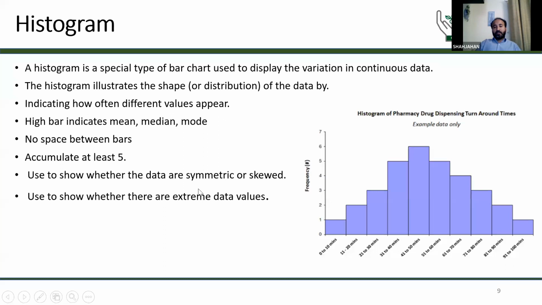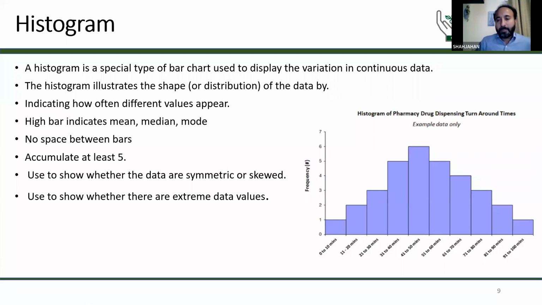It is used to show whether data are symmetric or skewed. This one we are using to show the data is symmetric, which means it is balanced. Skewed means it will go to one side. It is very high here, but very low here, so it will be skewed on this side. But if it's symmetric, it is balanced. Like in this case, the data is almost symmetric.